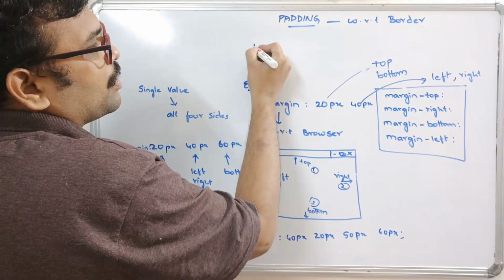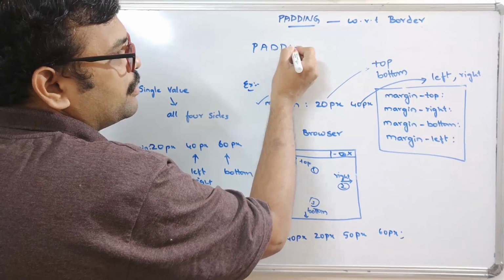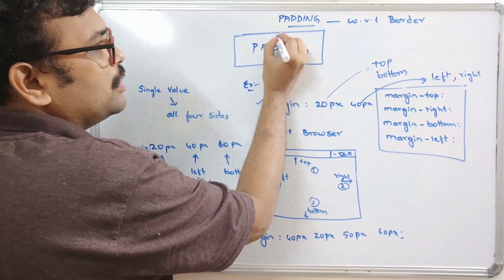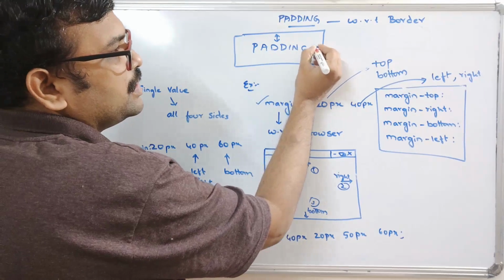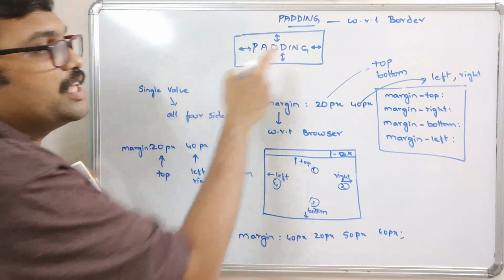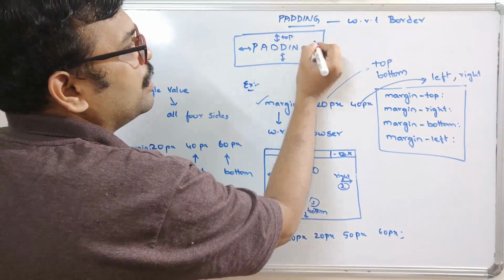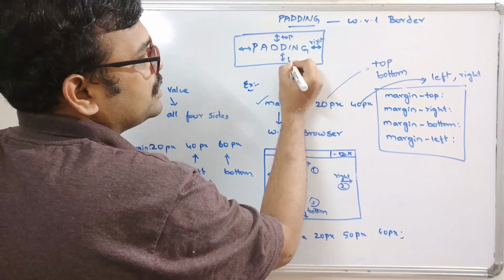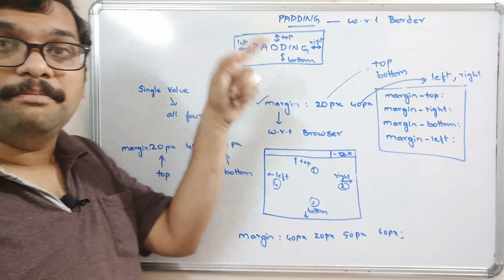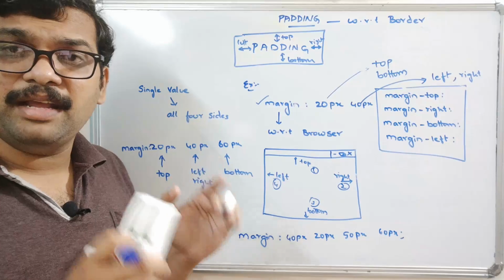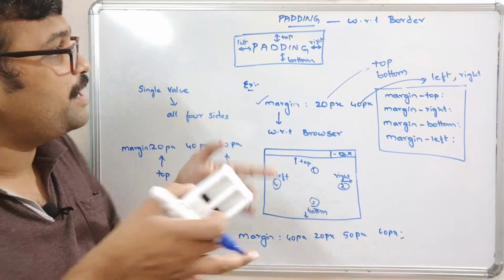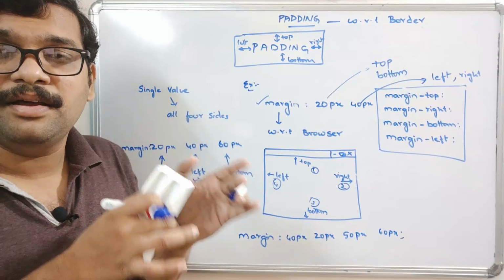So let us take the same thing, padding, and if you apply the border here for this padding, this margin with respect to the border is called a padding. So this is called the top padding, this is the right padding, this is the bottom, and this is the left padding. So like this we can apply the padding. That's the only difference. Padding means applying the margins with respect to the border. So if any border is applied for the text, for that border we can apply the padding.